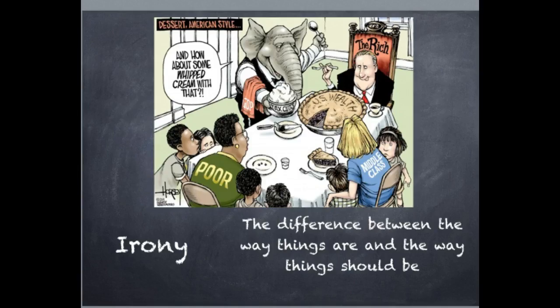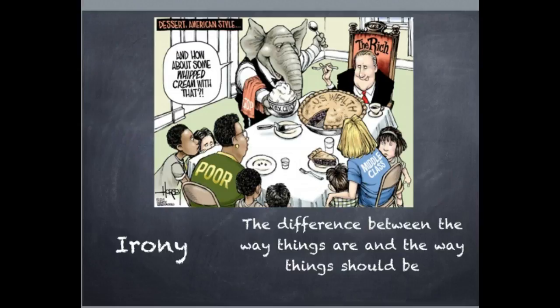Irony is another technique that cartoonists will use. This cartoon is pointing that out here. You've got a wealthy rich man eating lots of pie, where the middle class got one piece to split amongst themselves, and then the poor people on the end here got only a few morsels.